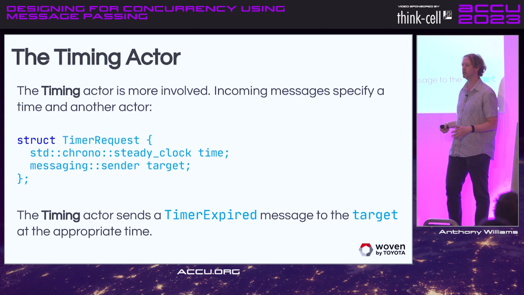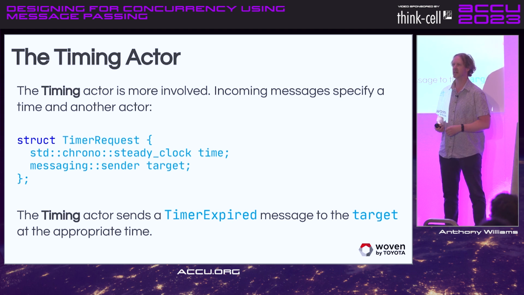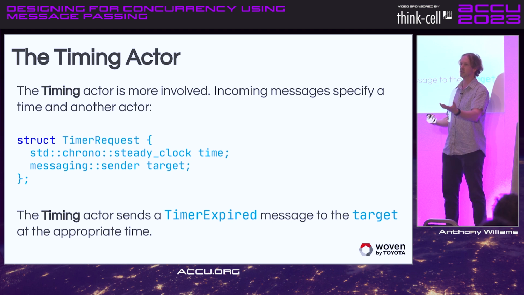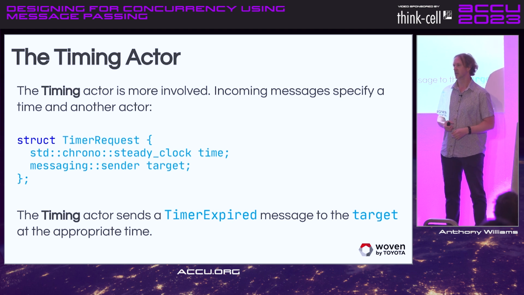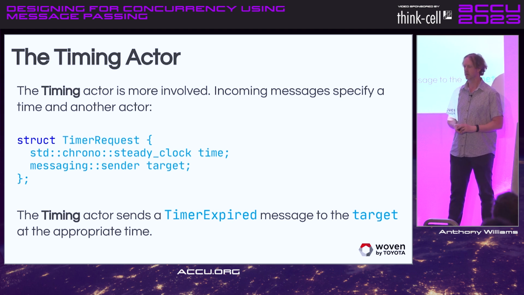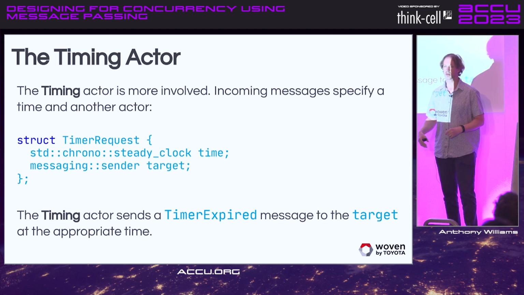Timing is a bit more involved. So you get incoming, you're going to have a time when I want an event to happen, and then you need to say, well, I'm sending a message to the timing actor. I will need to send me a message back. So you've got to tell it some form of reference, a sender of some description that you can send messages to. And it will send a timer expired message to the given target at the appropriate time.